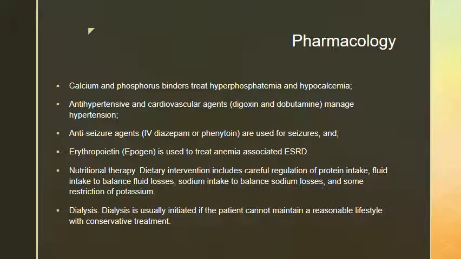Erythropoietin, or Epogen, is used to treat anemia associated with end-stage renal disease. This is often given in injection form and helps to produce more red blood cells, so it helps prevent that anemia from developing, or at least decreases its severity.